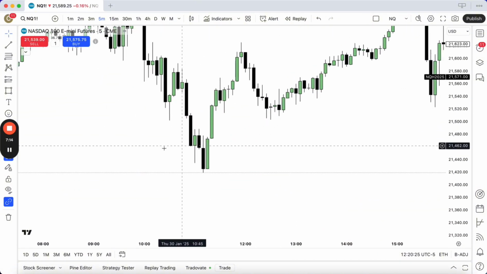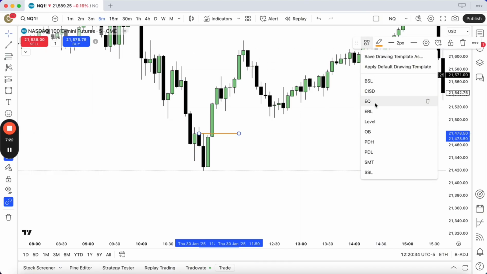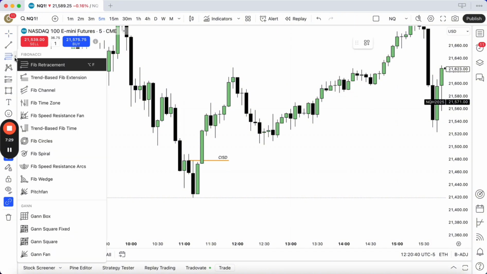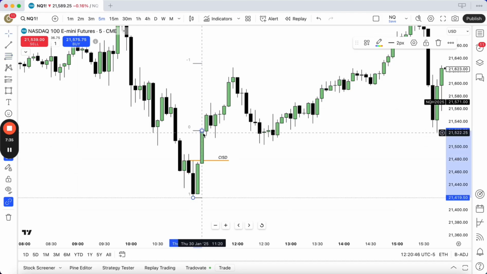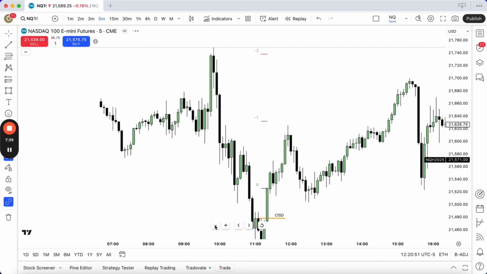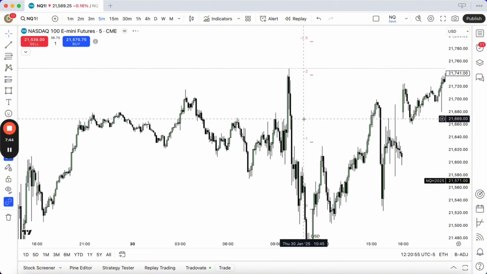So, standard deviation projections. You take the leg, the manipulation leg that put in the low for the change in state of delivery, right? This is the low that it put in. So you take your leg, you use the fib retracement tool, and take the bottom of the leg to the body that confirmed the change in state, okay? Now what this gives us is projections on where price is going to go. And how do we use these projections?